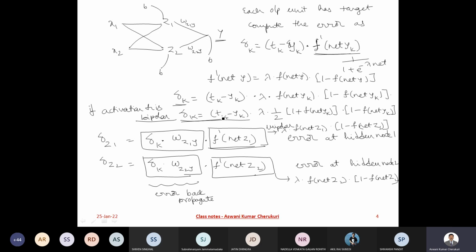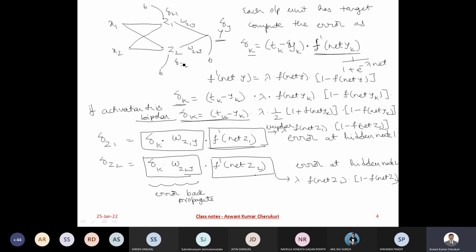So what we have done was we calculated del y. Don't get confused. I have written it here as k, but either it is del k or del y, both are the same. So the del y, and we calculated del z1 and we calculated del z2.